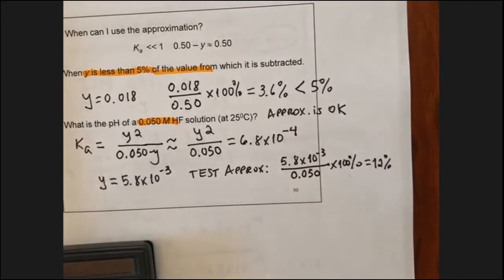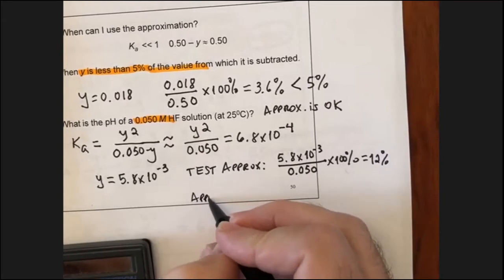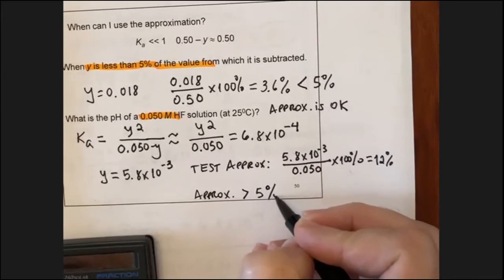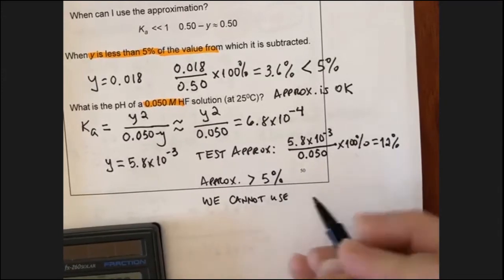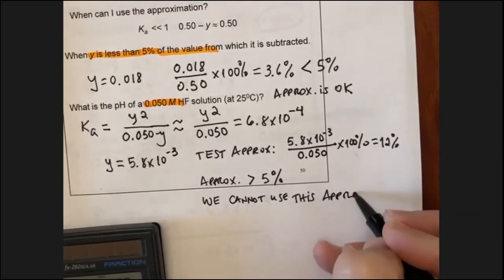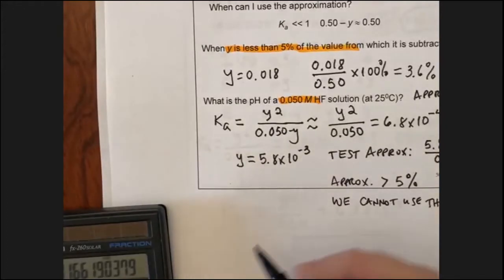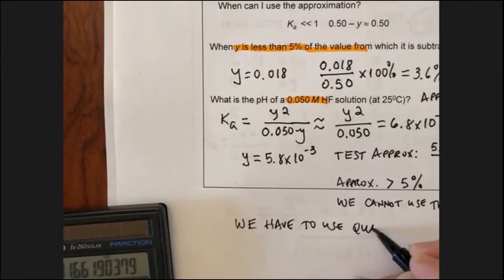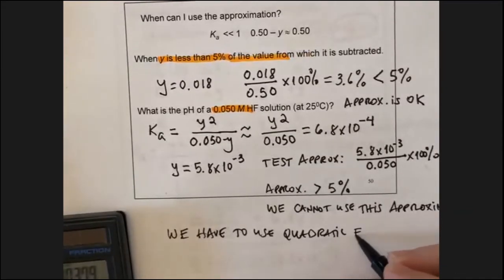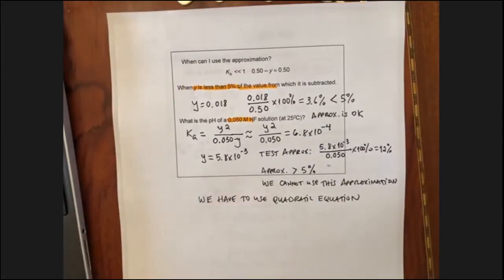So as you can see in this case, because that value is 12%, it's more than 5%. In other words, the approximation gives you more than 5%. Therefore, we cannot use this approximation. So you say, well, what do we do then? What you're going to have to do is use the quadratic equation to solve the problem. Let me narrow this a little bit. So we're going to have to use the quadratic equation to solve this kind of problem.